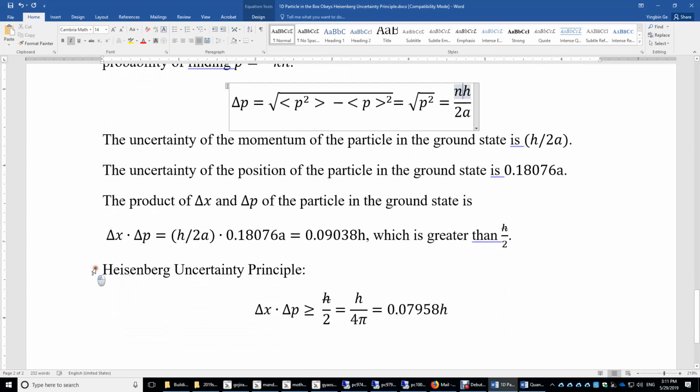So here's just a reminder of the Heisenberg Uncertainty Principle. The uncertainty of the position times the uncertainty of momentum should be greater than 1/2 of h bar. h bar is h over 2 pi. Therefore, this is equal to h over 4 pi, which is 0.07958h. Again, this number is the product of the uncertainty of position and the uncertainty of momentum of the particle in the box. And this number is greater than 1/2 h bar.